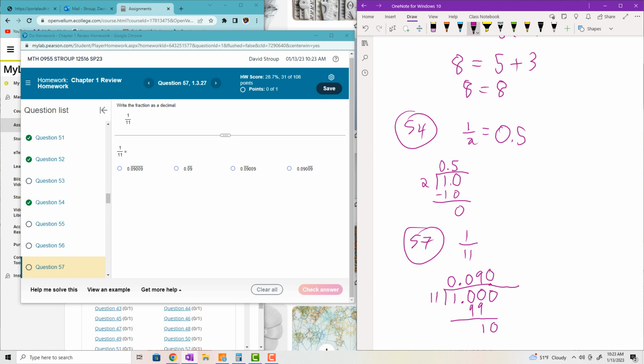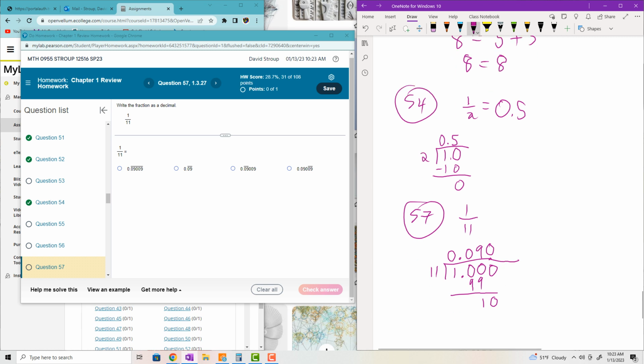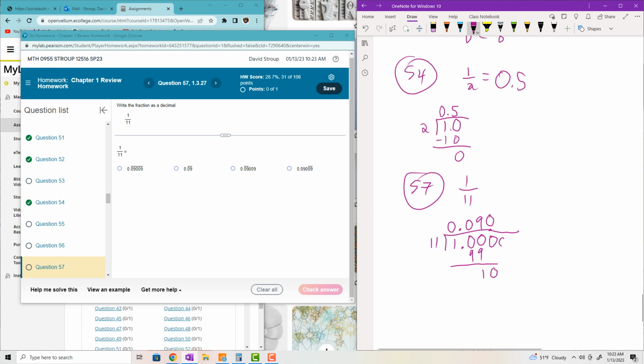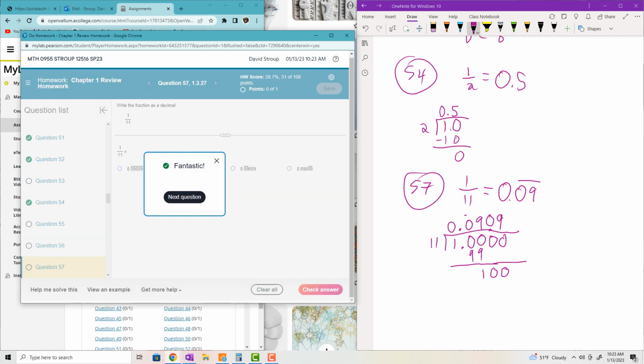So then we bring down another 0, so it'll be 100, so that'll be 9, and it looks like it's going to be 0, 9, 0, 9, 0, 9. So once you see the pattern, you write it out with a bar over the repeating portion. So it looks like it's 0.09 repeating.